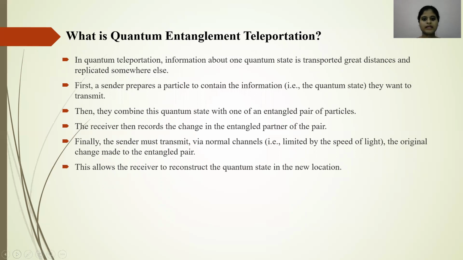What is quantum entanglement teleportation? In quantum entanglement teleportation, the information about one quantum state is transported to great distances and replicated somewhere else. First, a sender prepares a particle to contain the information they want to transmit. Then, they combine this quantum state with one of an entangled pair of particles. The receiver then records the change in the entangled partner of the pair. Finally, the sender must transmit via normal channels the original change made to the entangled pair. This allows the receiver to reconstruct the quantum state in the new location.